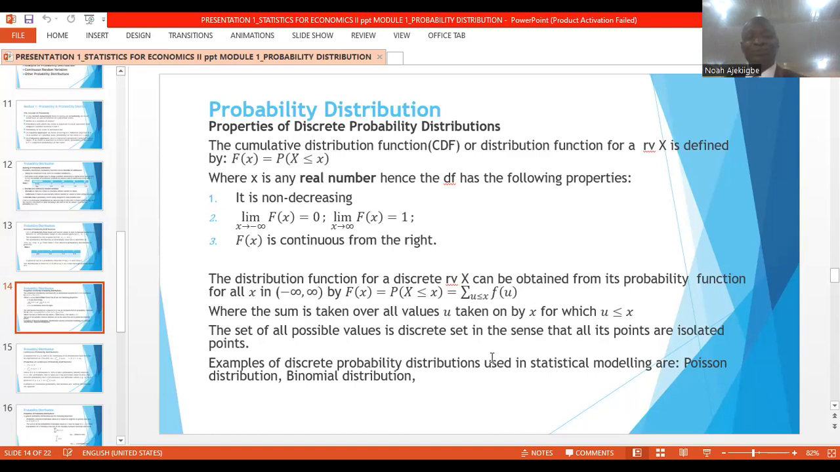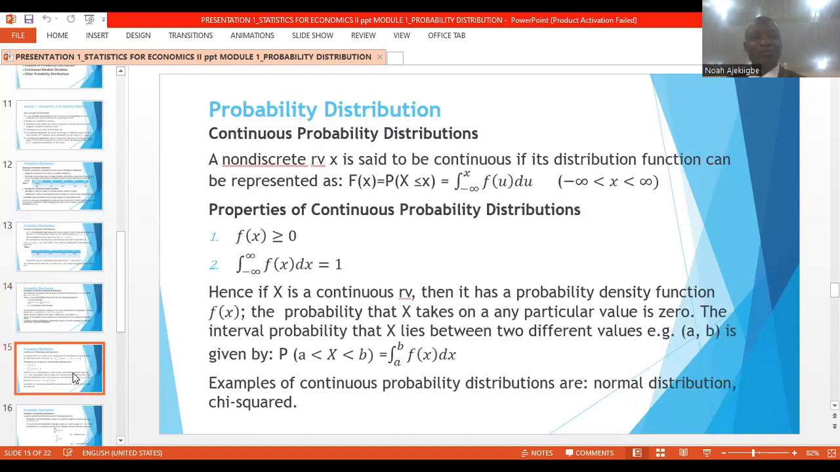There are examples of discrete probability distributions used in statistical modeling, like the Poisson distribution and the binomial distribution. I will explain these in the course of this presentation. Poisson is more or less a count distribution, while binomial is a probability distribution whereby if the probability that the event will occur is p, then the probability that the event will not occur is 1 minus p. Now we'll see further examples.